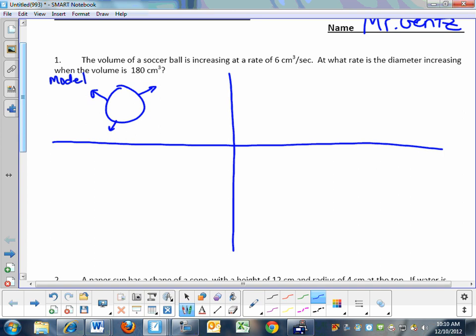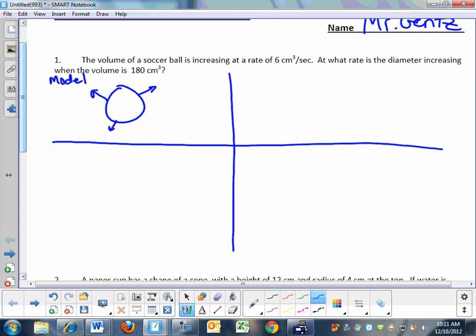Do you know the current radius? No. If you had to, could you find out the current radius? Yeah, since you know what the volume is, you could figure out the current radius if you have to. Could you figure out the current diameter if you had to? Yeah, okay. Now, I need a formula, okay?